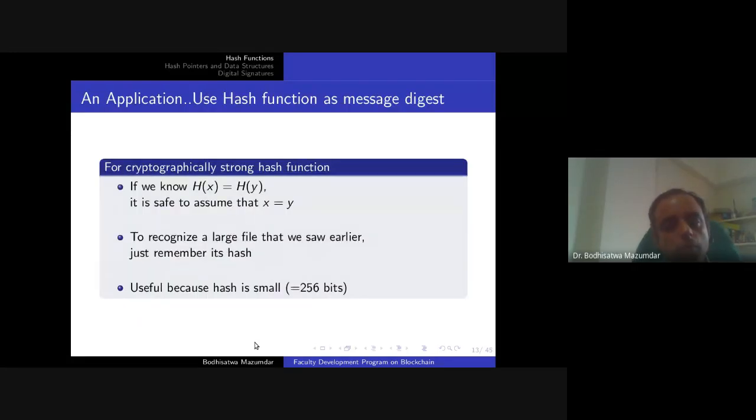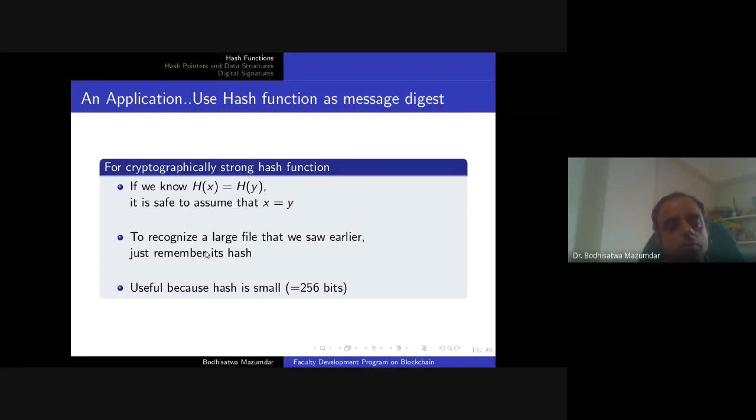So for a cryptographically strong hash function, if we know that the hash values of two inputs are the same, then we can safely assume that those two inputs are the same. That means if h of x equals h of y, then we can safely assume that x equals y. Even though it is not strictly the case, we can safely assume it because it is computationally impossible for an attacker to find a collision.